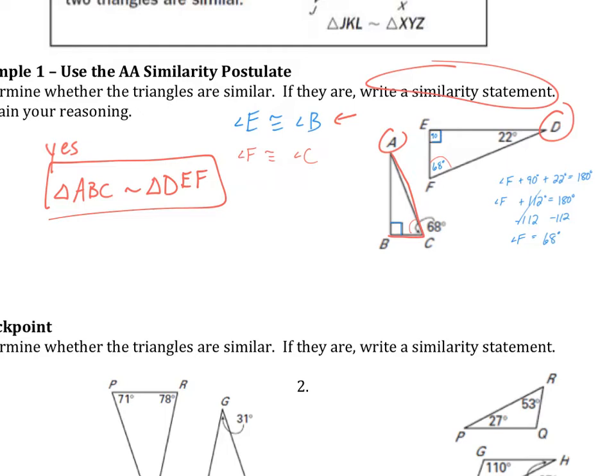And by the way, this green symbol, well now it's green in the middle, is the similarity symbol. It means they're similar to. And how do we know they're similar? By angle-angle similarity. That's our reasoning.